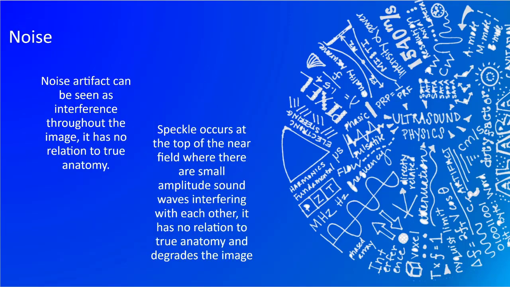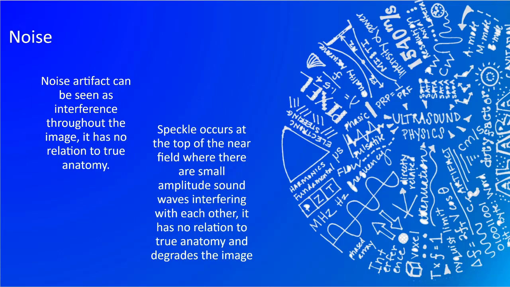So the last main concept that we're going to talk about is the idea of noise. And noise, we've talked about it before, it's something that's just in our pictures. There's just interference of sound interacting with the earth, with our machines, with the body. There's just extra information that's going to occur.